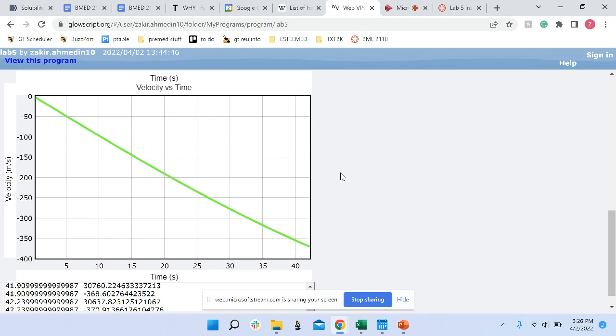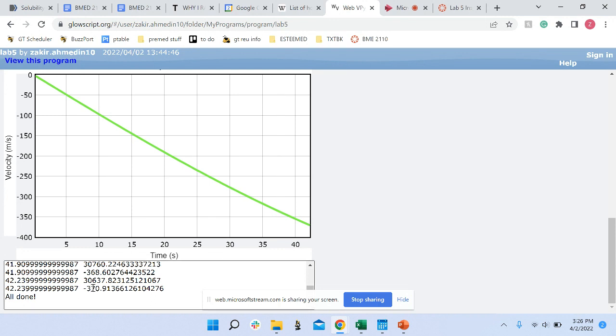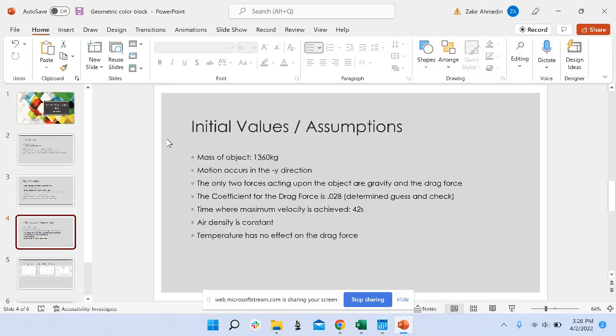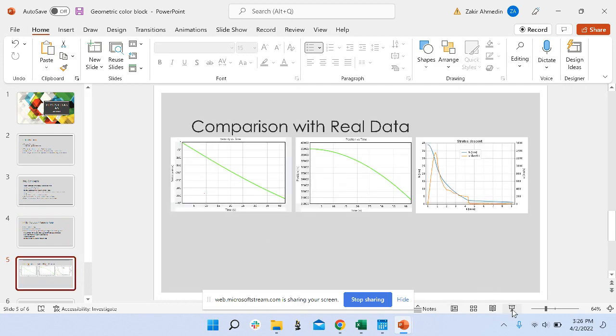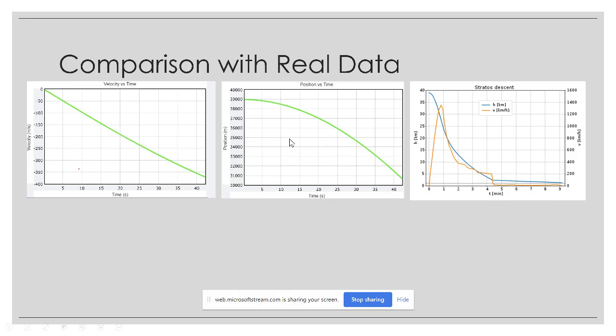I kept trying to run this code with different proportionality constants until I got one that was very close to the actual observed final velocity. And I can actually compare this with the real data. As you can see, these are my two models, and then here we have the Stratos descent experimental data. And we can see that the velocity versus time is also quite linear up until the point of the maximum velocity.